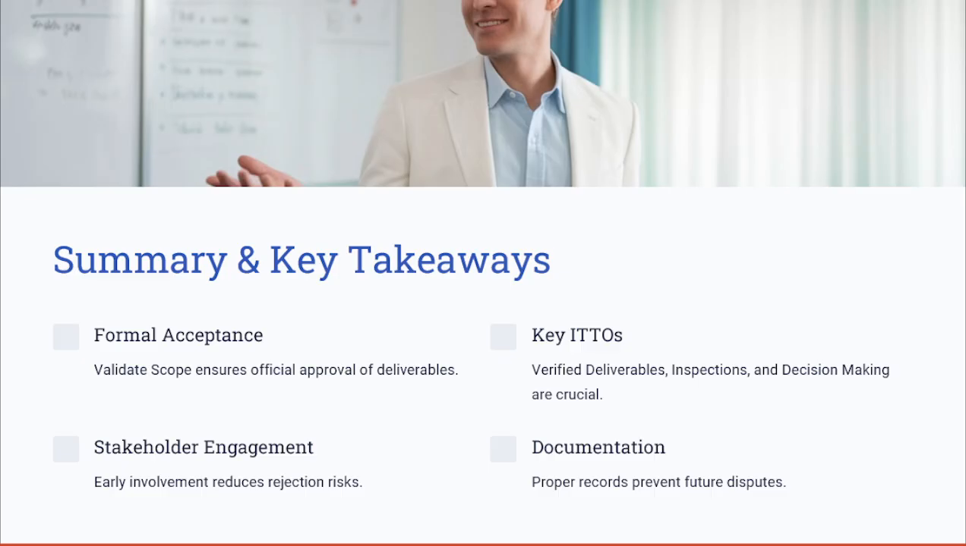Also, we've talked about how important it is to have early involvement of the stakeholders to reduce the rejection risks later on. We have looked into the key ITTOs, including the verified deliverables as a key input, and we also talked about the accepted deliverables as part of the outputs of validating the scope. We've looked into the tools and techniques, including inspection and decision making. And we also emphasized the importance of having proper documentation to prevent any future disputes.